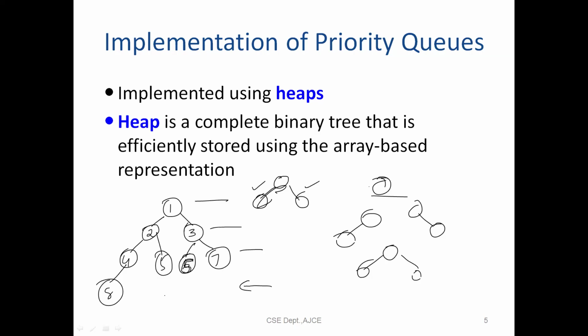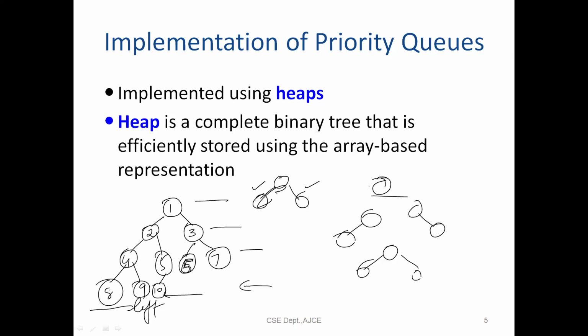This is the last level, which is filled as far as possible to the left. If it is filled as far as possible to the left, then you can say it's a complete binary tree. If I draw one more node here, then that is also a complete binary tree. If I draw one more here, that is also a complete binary tree.